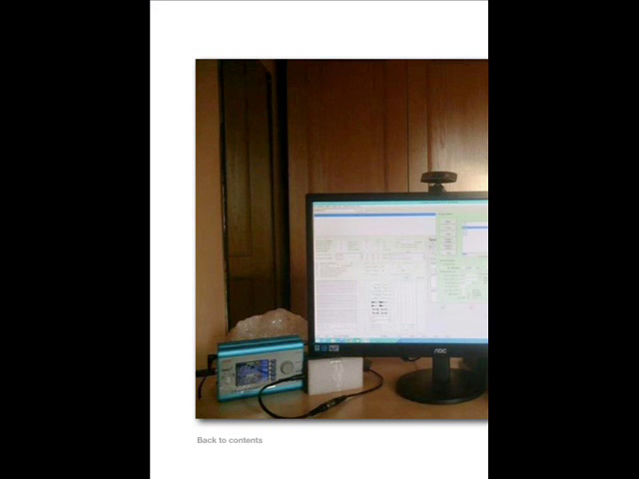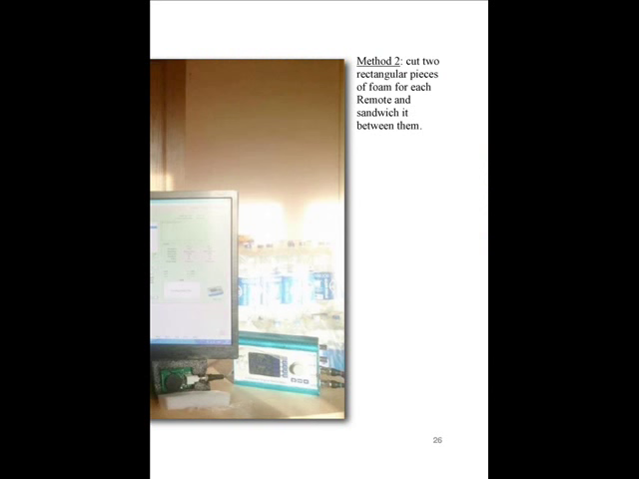Back to contents 24. How can I reduce the noise from the Spooky Remotes? Method 1: place an empty polystyrene container upside down over the remote. Or you can line a cardboard box with polystyrene sheets or panels cut to fit, and use that instead. Method 2: cut two rectangular pieces of foam for each remote and sandwich it between them.